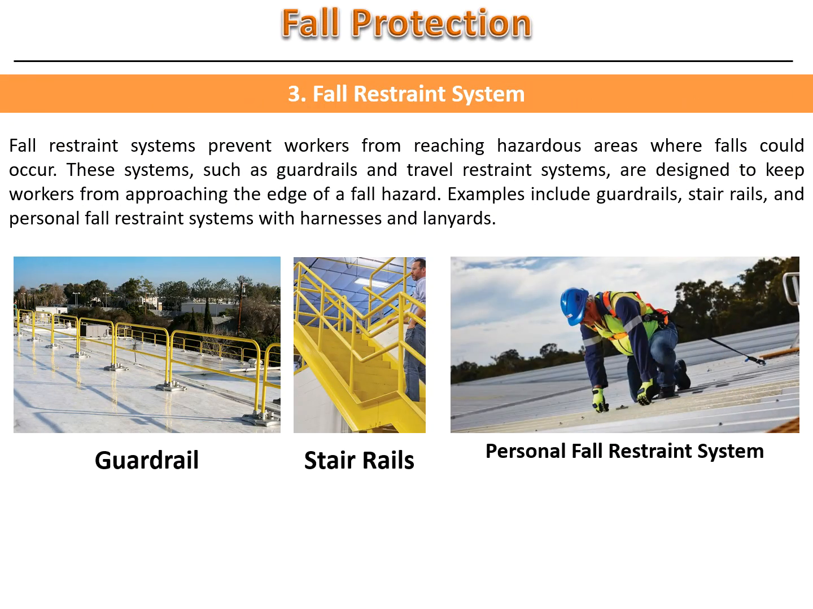Fall restraint system. Fall restraint systems prevent workers from reaching hazardous areas where falls could occur. These systems, such as guardrails and travel restraint systems, are designed to keep workers from approaching the edge of a fall hazard. Examples include guardrails, stair rails, and personal fall restraint systems with harnesses and lanyards.